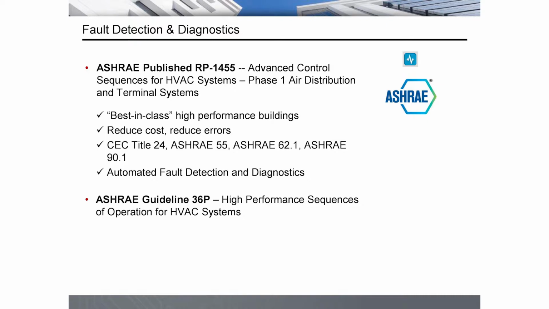So this has been driven by a couple things, ASHRAE Research Project 1455, and then ASHRAE Guideline 36P. Both of these have to do with how buildings are operated. 36P is high performance sequences and has addressed FDD on the air side in high performance buildings and how they operate. ASHRAE RP 1455 is looking at best in class high performance buildings and how to implement automated fault detection and diagnostics in those buildings and in the BMS system.